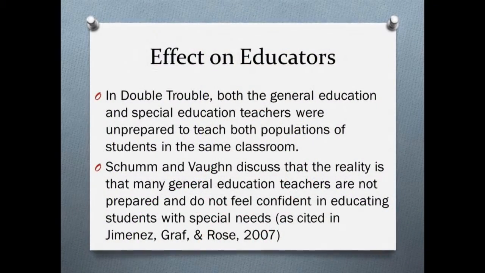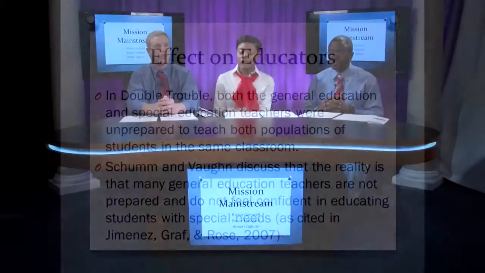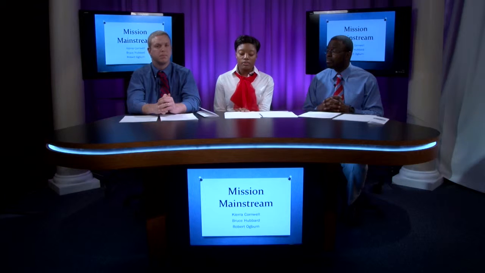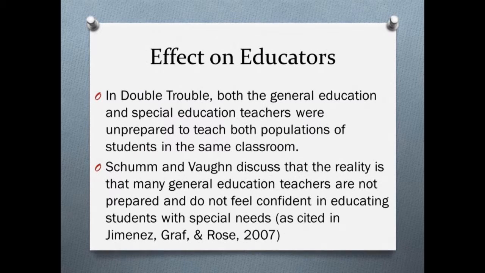She was asked to meet the needs of her general education students and then to meet the needs of the two special education students that she was not at all equipped to handle. Sham and Bond discussed that the reality is that many general education teachers are not prepared and do not feel confident in educating students with special needs. An unrealistic expectation has been placed on the educators. The district's interpretation of least restrictive environment and their rash placement of special education students in the general education classroom has negatively affected all parties involved.